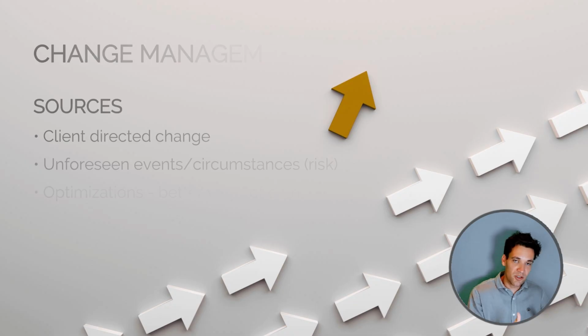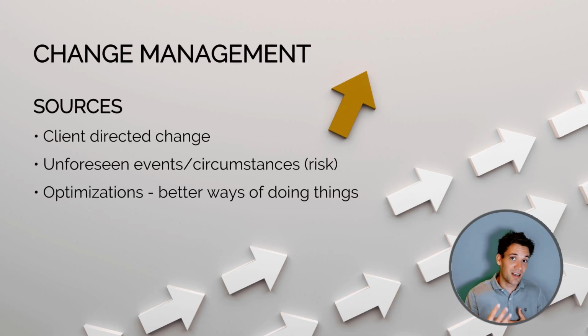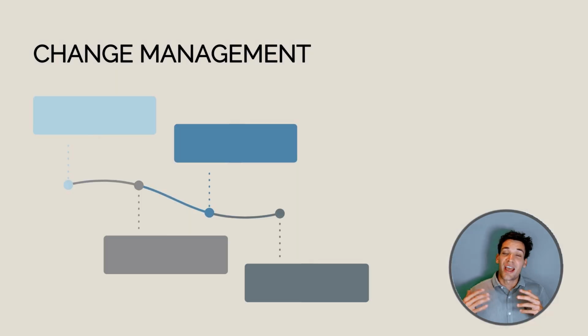We might have client-directed change where the client's requesting us to do additional work. It's going to result in a variation. We might have unforeseen events and circumstances, things that we're responsible for. So for example, if we get excess rain and in the contract, we're responsible for excess rain, that's a risk we're responsible for. But then there might also be optimization. So things coming from the project teams where they've identified potentially better ways to do things. We have to manage all these different sources of change to maintain our baseline, and ensure we still have control over our project.